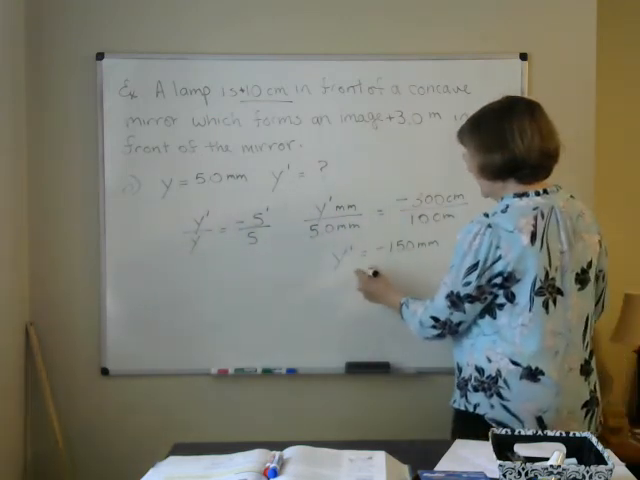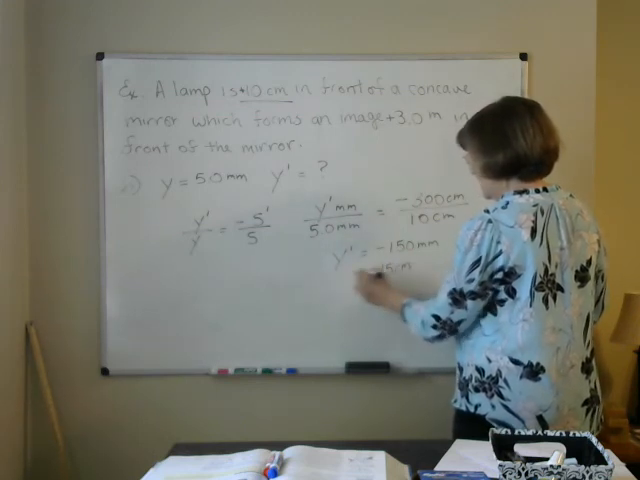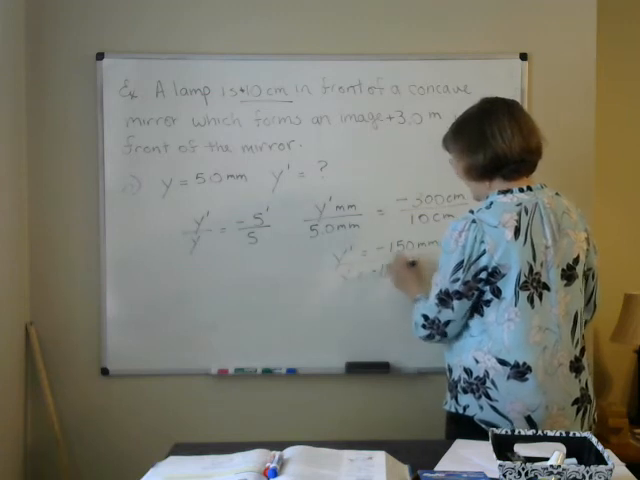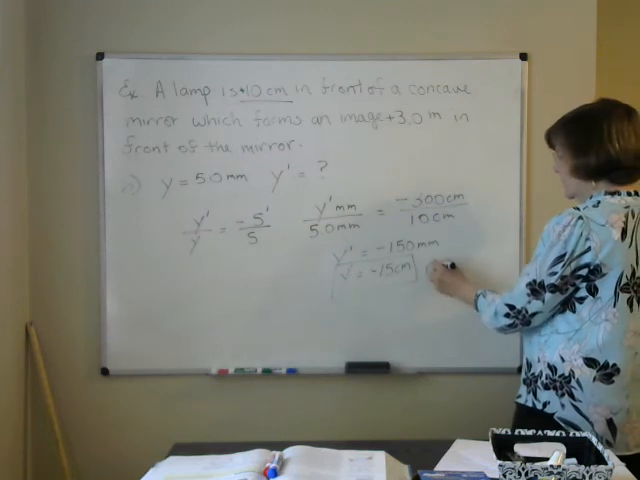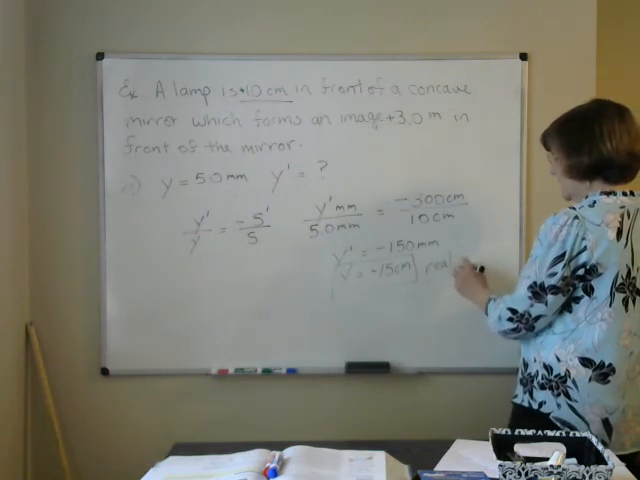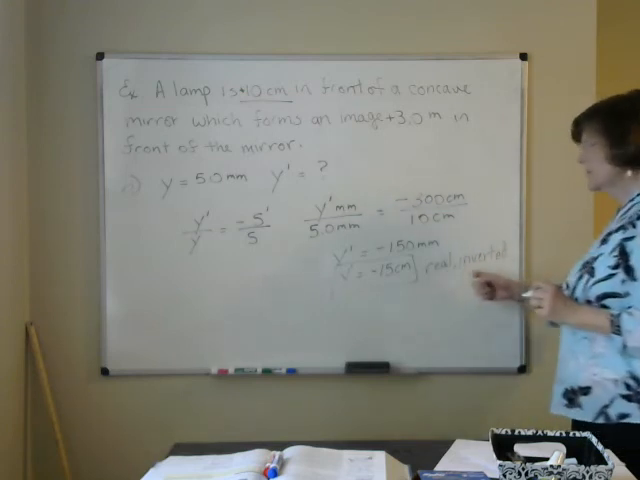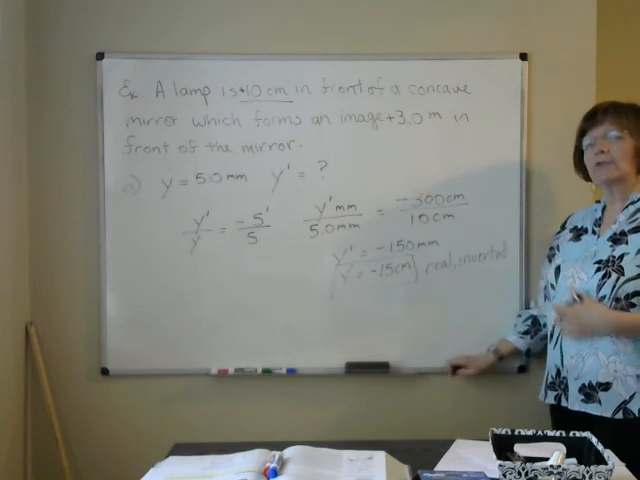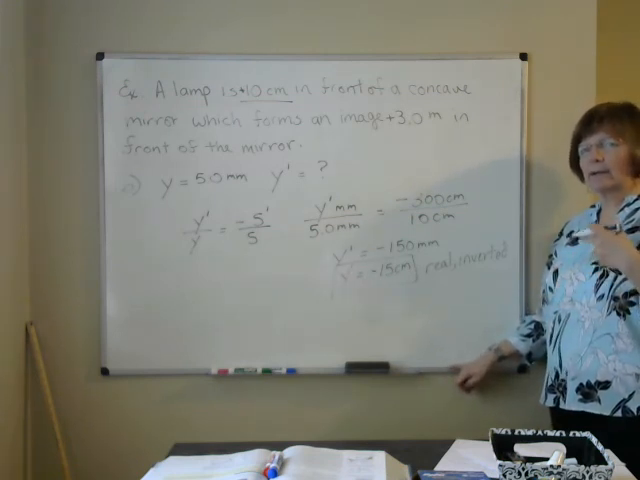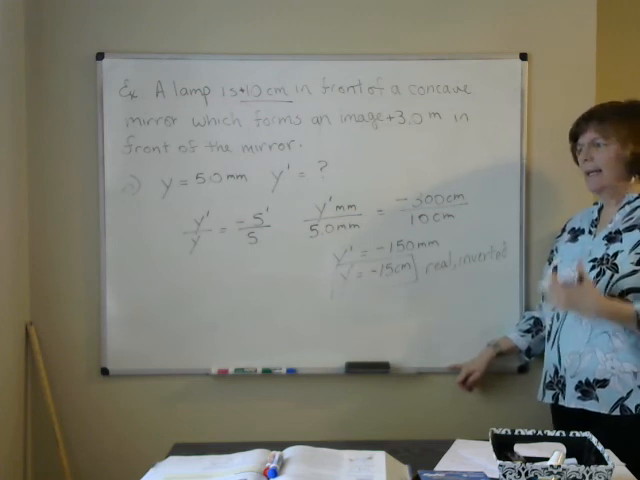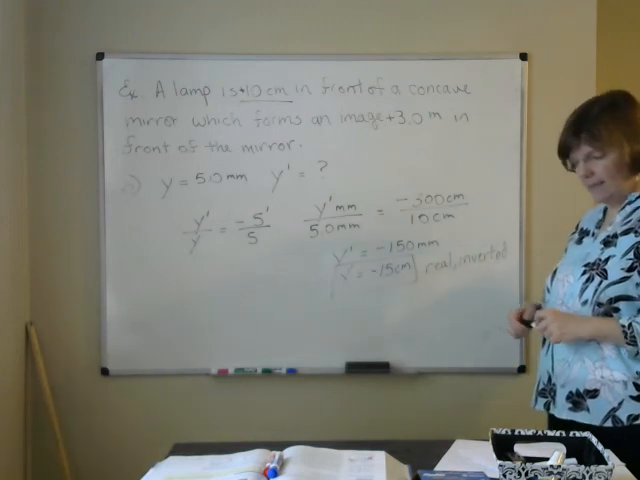If we prefer, we could make that into centimeters. That's 15 centimeters. The fact that it's negative tells me that the image is real, and it tells me that it's upside down. So try to link those two things in your mind. Virtual images are like you see in the bathroom mirror, a flat mirror. In virtual images, the image is always upright. In real images, it's always inverted or upside down.